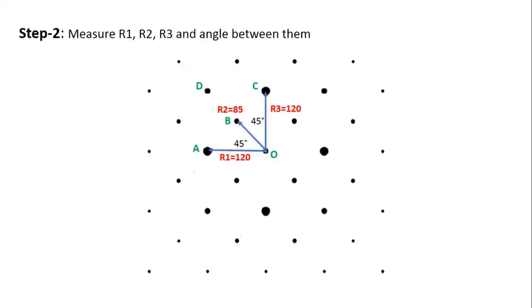Our next step is to measure R1, R2 and R3 and the angle between them. So this is our SAED pattern. From the center point we will measure the R1 distance, R2 distance and R3 distance and the angle between them. So here we got a 45-degree angle, and this is our R1, R2 and R3 value.